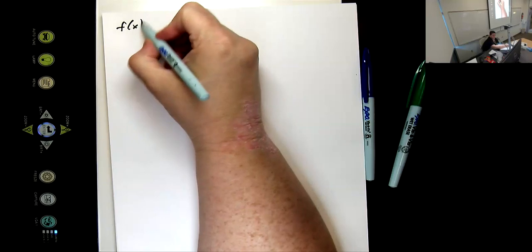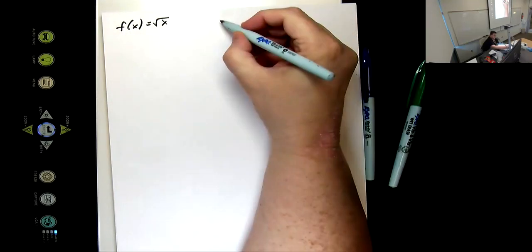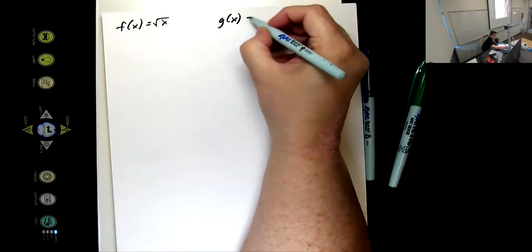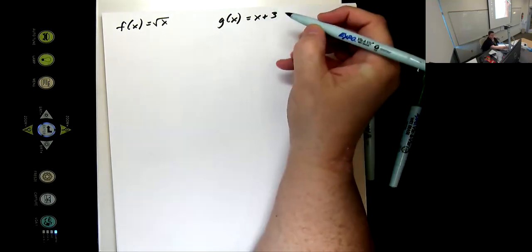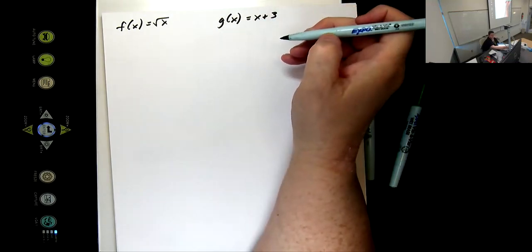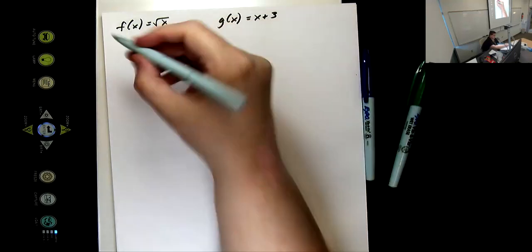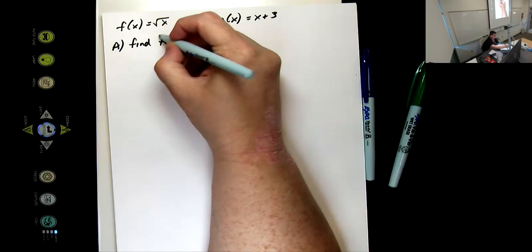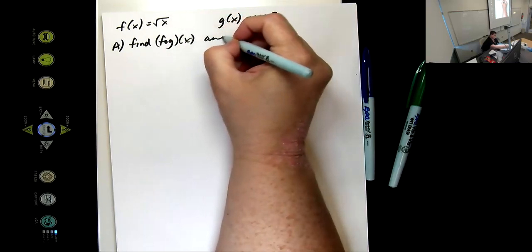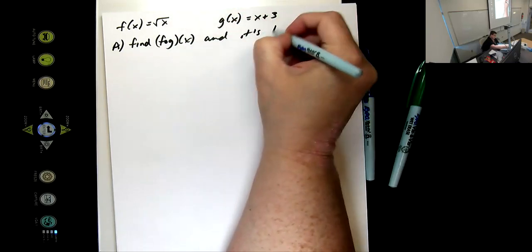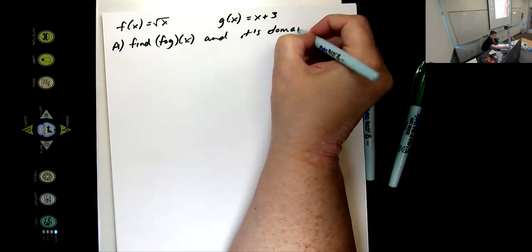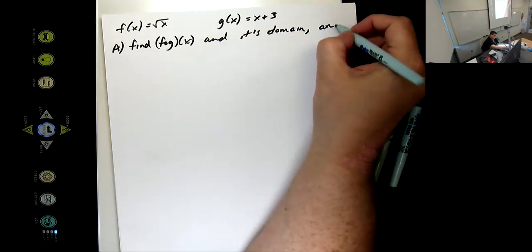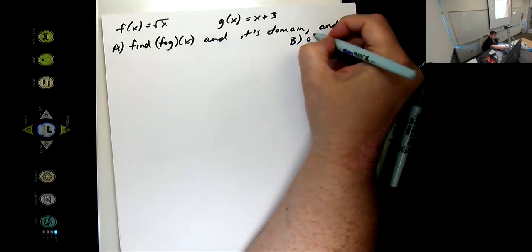Alright, so for this one, f of x is square root of x. g of x is x plus 3. They want to find f of g of x and its domain. And B is g of f of x.